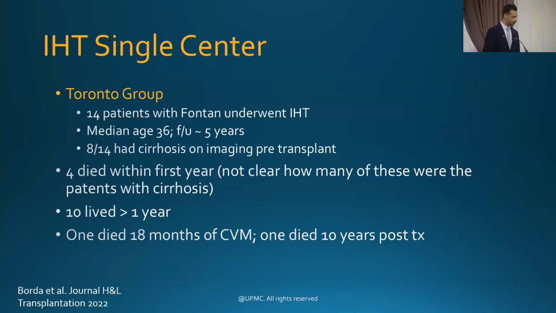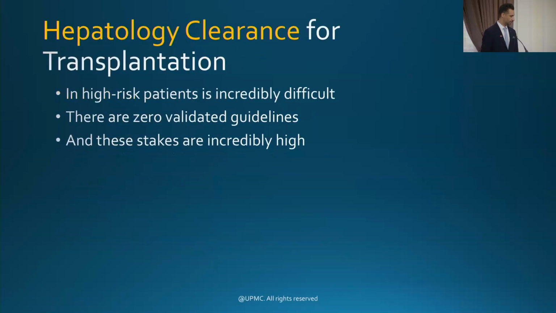This study is from the Toronto group. 14 adult patients undergoing isolated heart transplant with a follow-up of 5 years. 4 died within the first year. 8 were alive at 5-year follow-up. So I don't know if these two studies make you feel better. I think the bottom line is there probably is a subset of patients with advanced fibrosis who are okay to undergo isolated heart transplant, but we need to do a better job of teasing this group out.